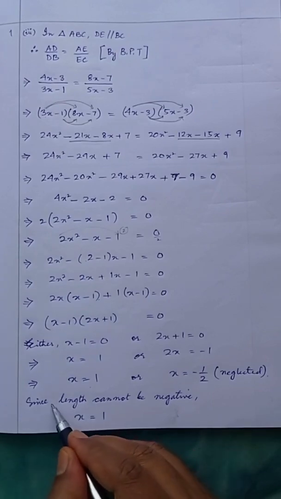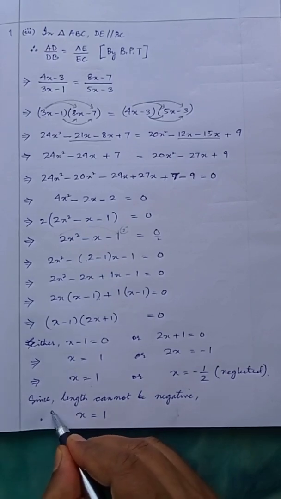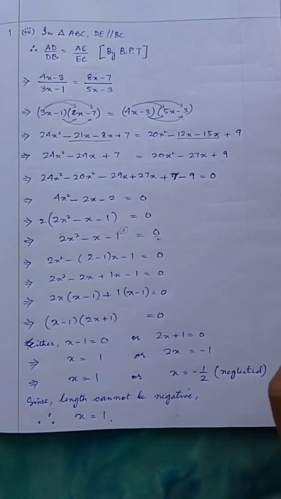Since length cannot be negative, we can reject the negative one. Therefore x is equal to 1. The value of x is 1.